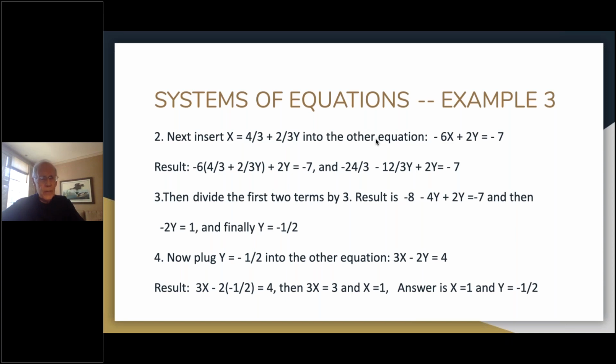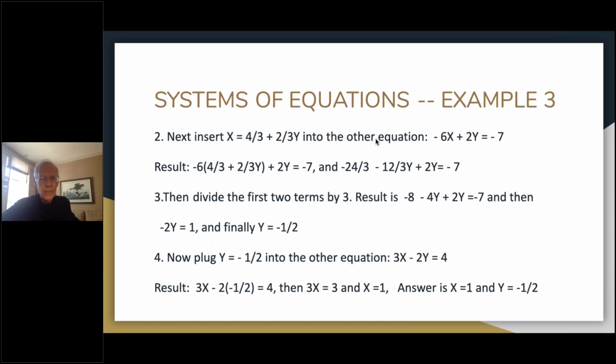So remember, x was equal to 4 over 3 plus 2 over 3 y. Now, what do we do? We insert it into the other equation, that was minus 6x plus 2y equals minus 7. So what's the result? Well, we get minus 6 times this doggone thing, (4/3 plus 2/3 y), plus 2y equals minus 7. So we can just crank this through. First of all, multiply the 6 times the two numbers in the brackets.